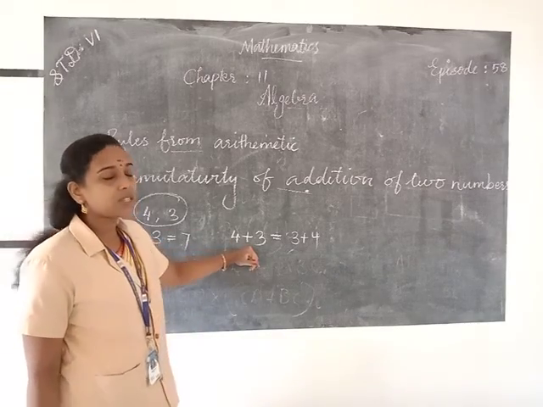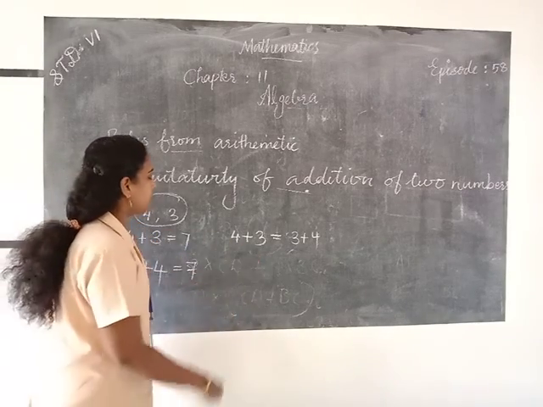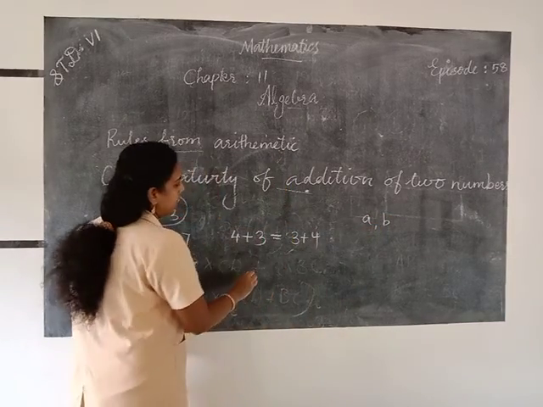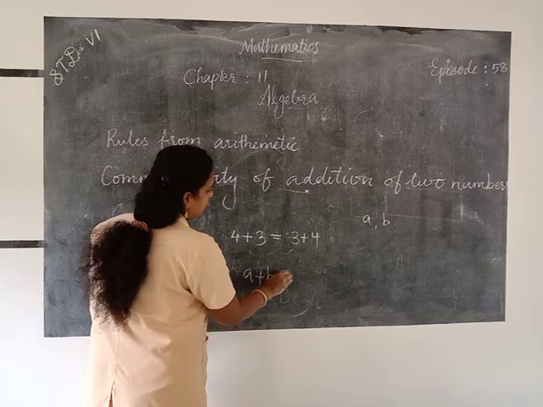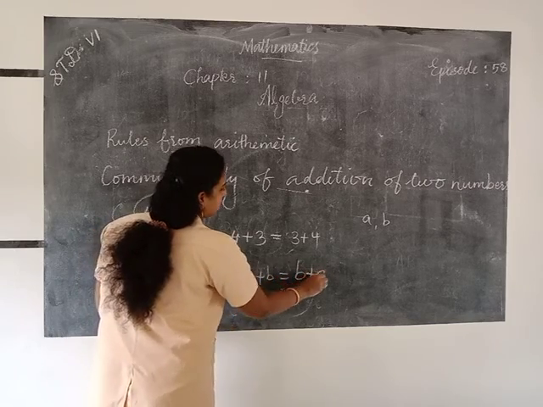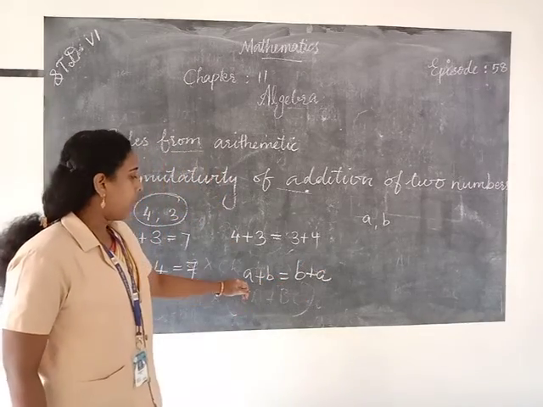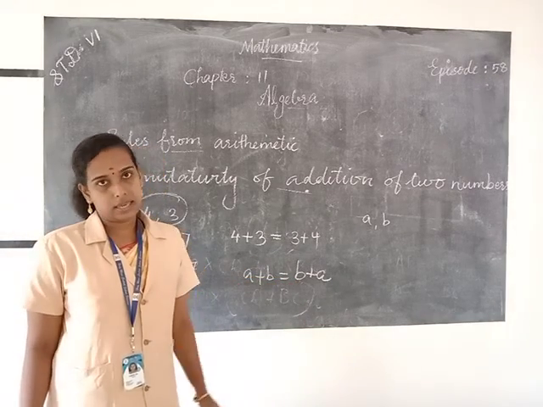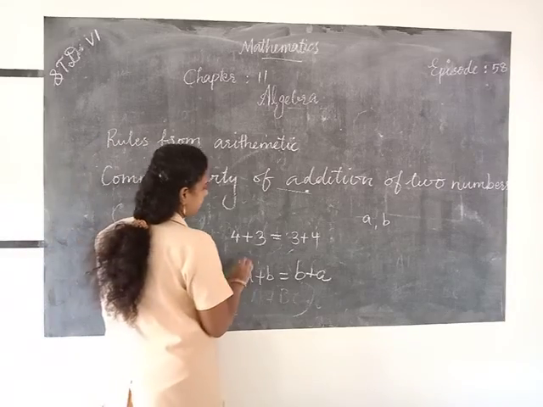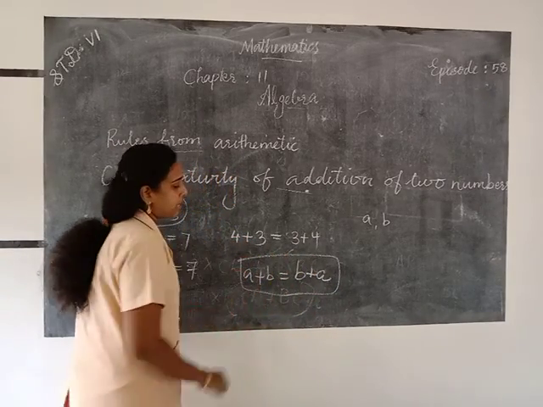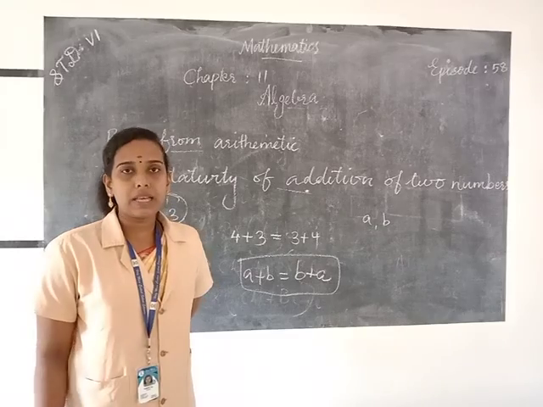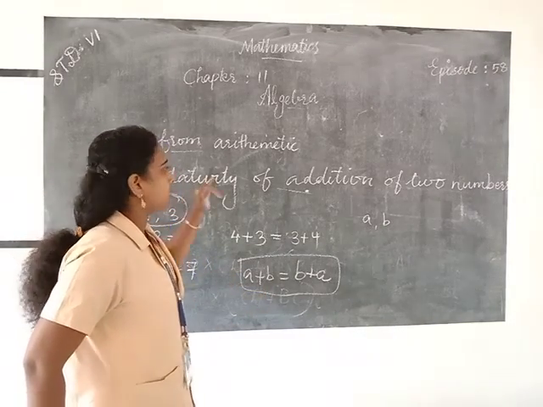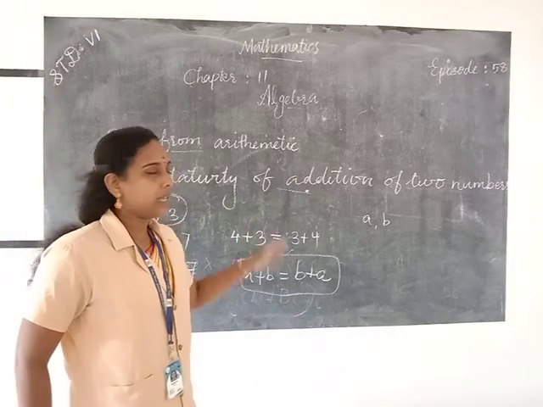So here we can use variables to express these rules. That is, if we consider the two numbers are A and B, then we can write A plus B is equal to B plus A. If we add A plus B, then we get the same answer when we add B plus A. So this is called the commutativity of addition of two numbers. Here A and B are variables which we use to express the commutative property of addition.